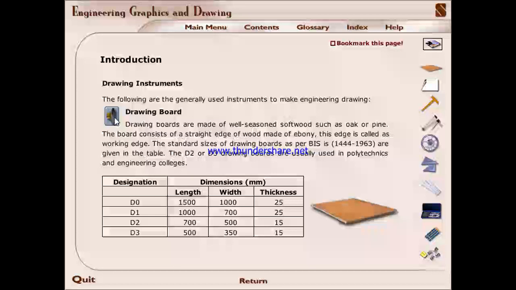Now there are sheet designations like D0, length 1500 mm, width 1000 mm and thickness 25. D1 is 1000 mm long and width is 700 mm, thickness 25. D2 is 700 mm and 500 mm, thickness 15 mm. D3 is 500 mm and 350 mm, thickness is also 15. So D1, D2 and D3 drawing boards are usually used in practice in our colleges.